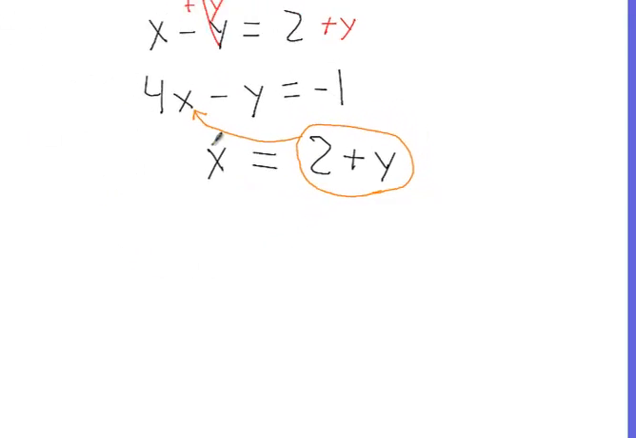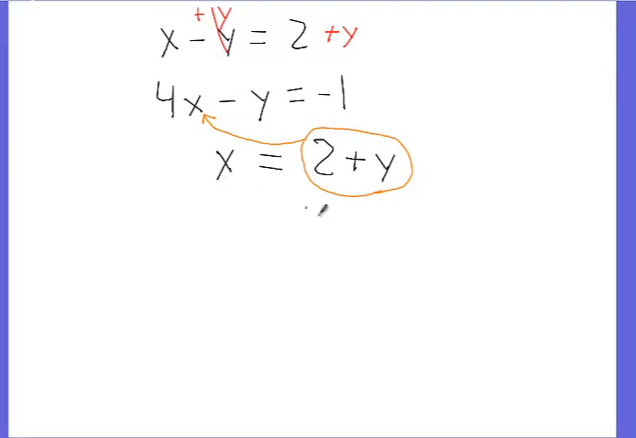All right, see the trick? This is a little harder of a problem because we had to manipulate. But again, once you get a variable alone, you just substitute whatever it equals in for the variable. So it's going to become 4 times (2 plus y) minus y equals negative 1.